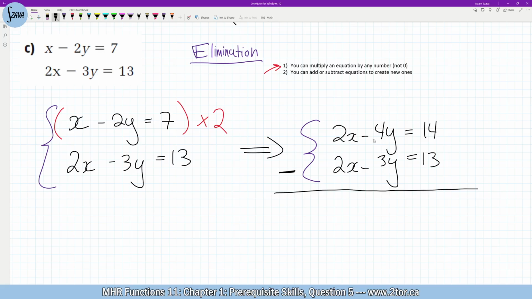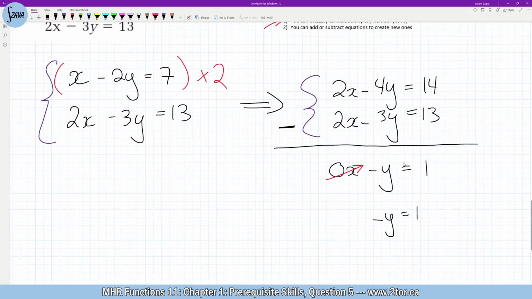So 2x minus 2x is 0x. Negative 4y minus negative 3y is negative 4 plus 3, which is just going to be negative y. And then 14 minus 13 is just going to be 1. The reason this helped is because 0x is just 0. And so we learned that negative y equals 1, or in other words, y equals negative 1. We solved for the y value pretty simply there.